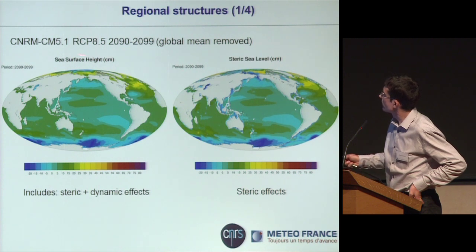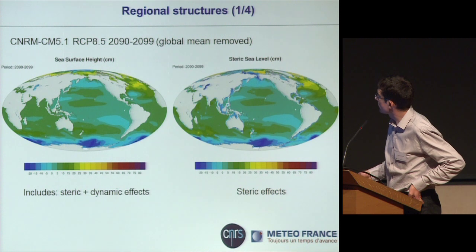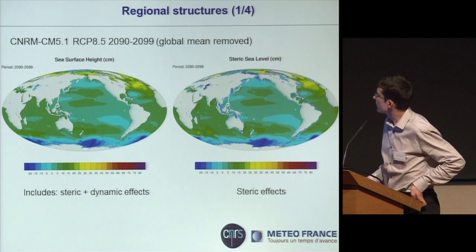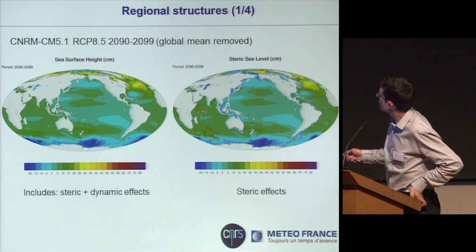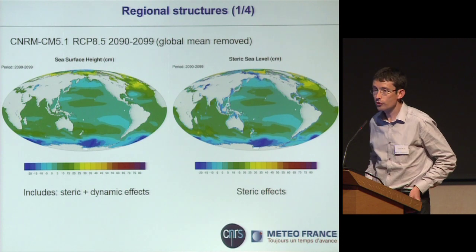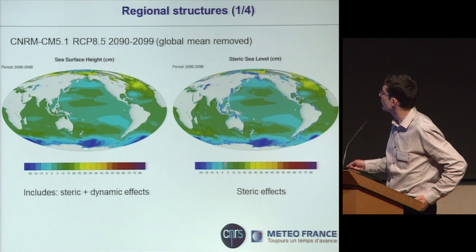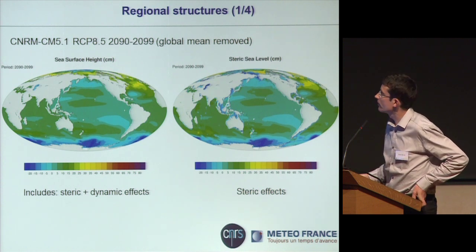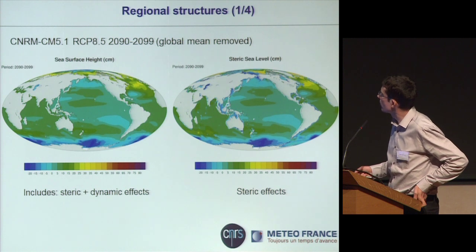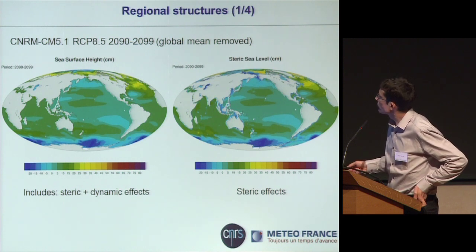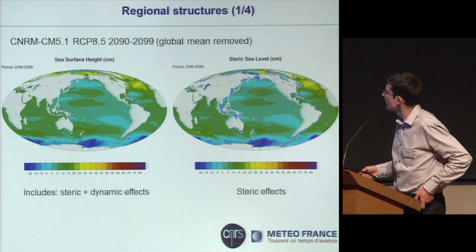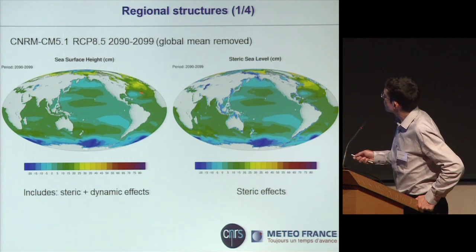This is the sea surface height, or dynamic height, change compared to the late 20th century, compared to just the steric effect, meaning ocean expansion due to thermal and haline processes. You see that they are very similar. This was shown already by Benoit in terms of regional structures. What we can see is a decrease in sea surface height all around the Antarctic, and an increase in the Atlantic.